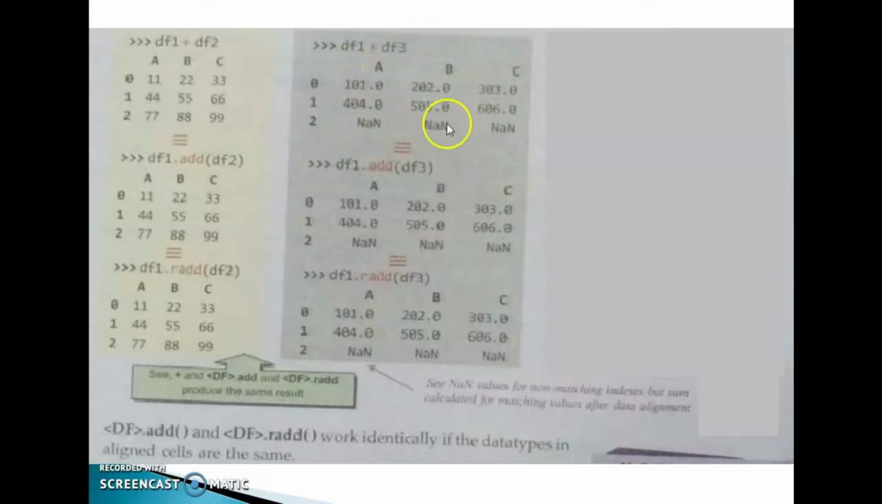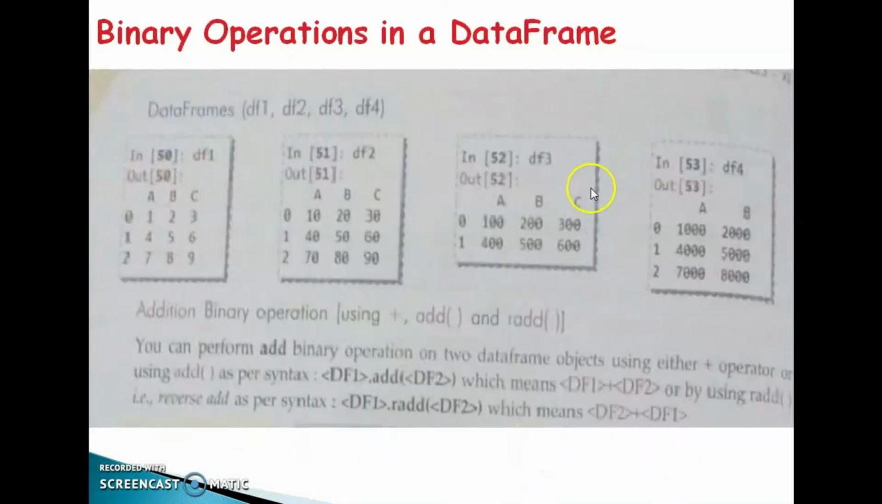Here, in the second index, we can see the NaN. Why? In this, that is df1 plus df3. Check this one. df1 plus df3. In this df1, second index is there. But in this df3, second index is not there. We are adding this df1 plus df3.